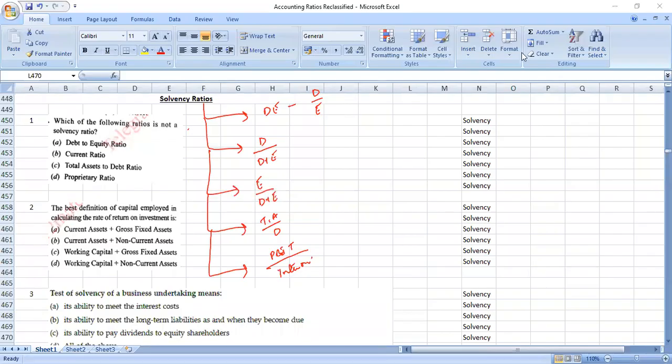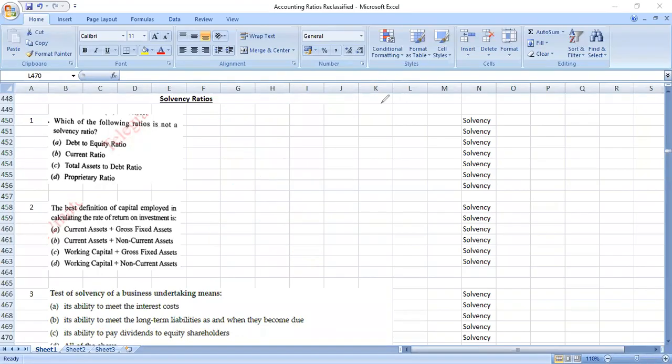We'll be playing with these ratios. I've divided them as much as possible based on specific ratios. Unlike in liquidity ratios, we had questions from liquid ratio and current ratio mixed up, right? So I've divided them according to each ratio in the solvency ratios. Some of them might have got mixed up. And in the beginning, we have all these general solvency ratios. Okay. All right, let's start.